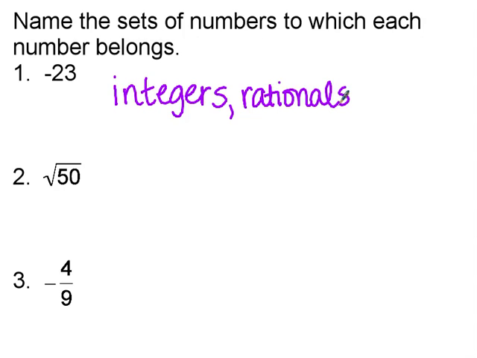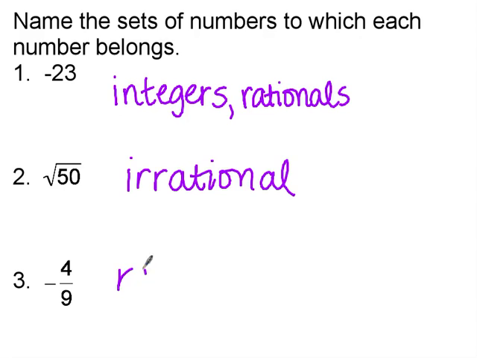So now we start with 50. Is that a natural number? Whole. What? No. Integer. Rational. So then it is an irrational. -4/9, is that a natural? Whole. Integer. Nope. Rational. Yes, because it is a fraction.